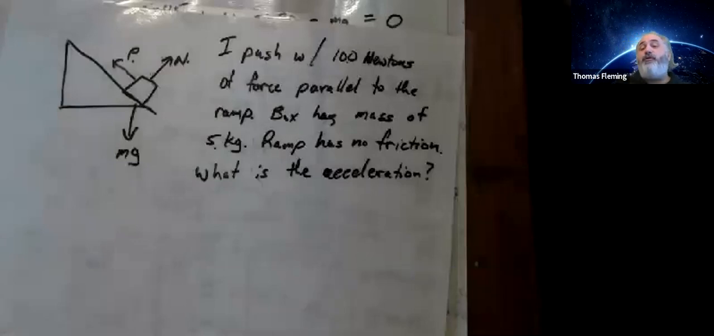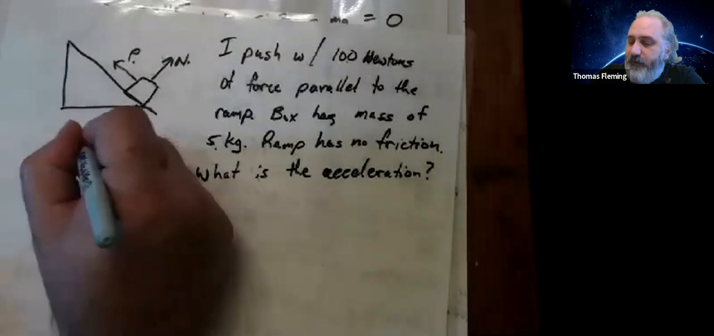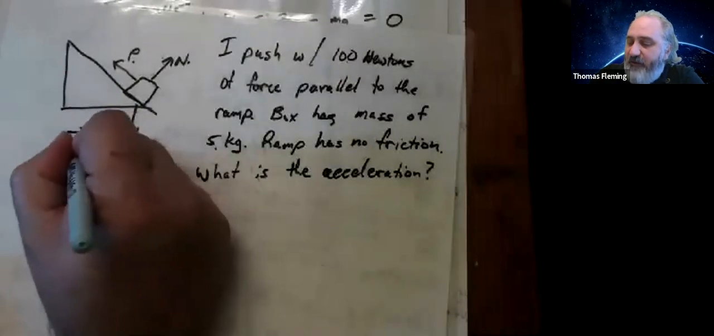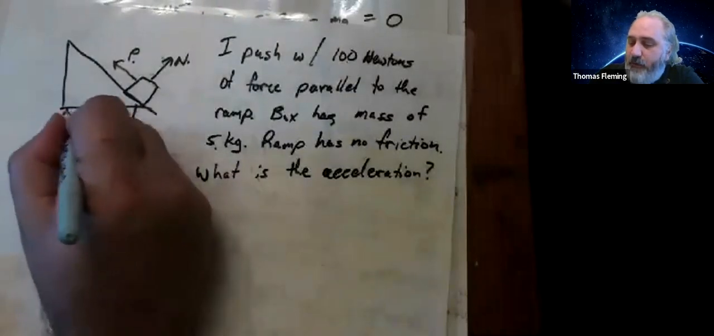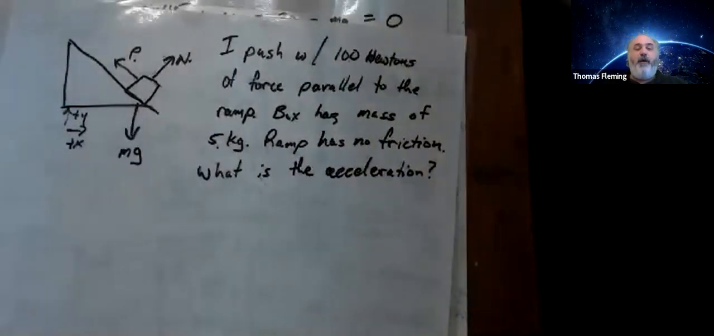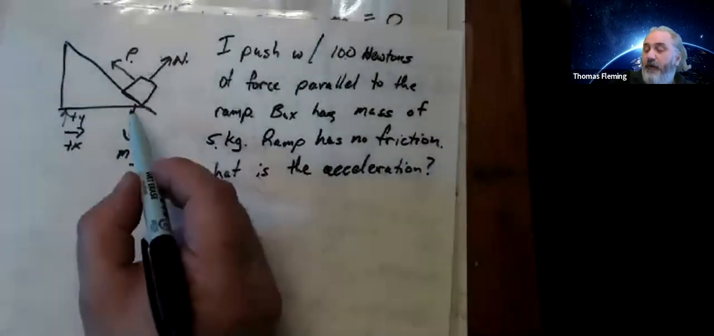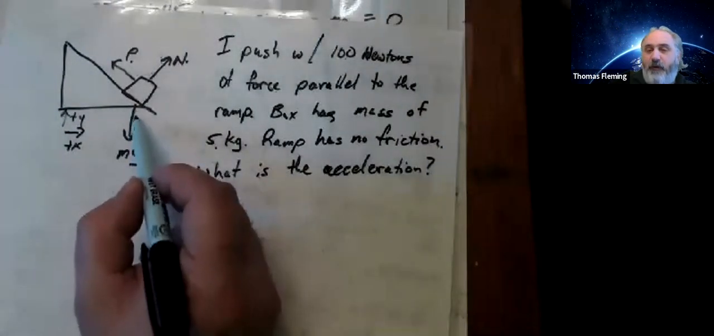And so when you choose your coordinate system, you've got to make sure you know what you've just picked. And there are certain choices of coordinate system that will make this problem easier than others. Specifically, if I were to choose a regular traditional coordinate system where x is to the right and y is straight up and down, then when I go to break these forces down, gravity is going to be purely in the y direction, but not the x.